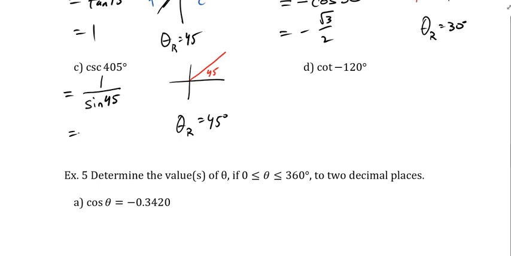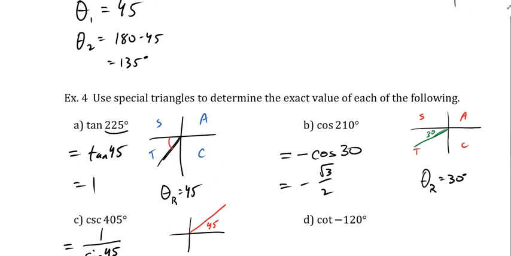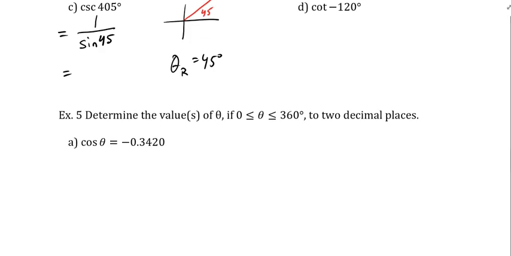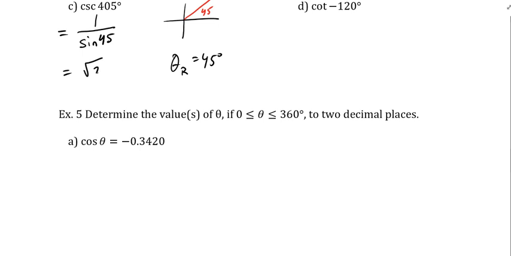So that's just the reciprocal of the sine of 45. What's the sine of 45? 1 over root 2, opposite over hypotenuse. 1 over root 2. So this is root 2 over 1, or root 2.